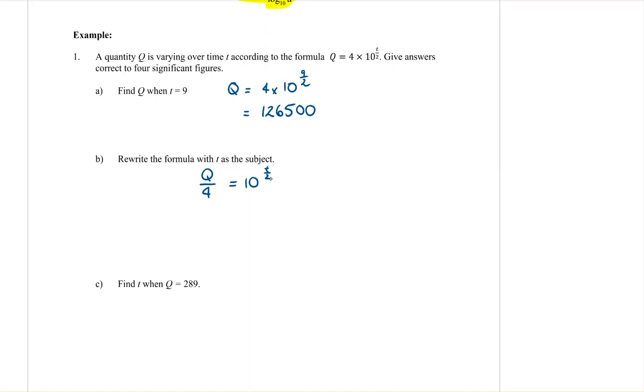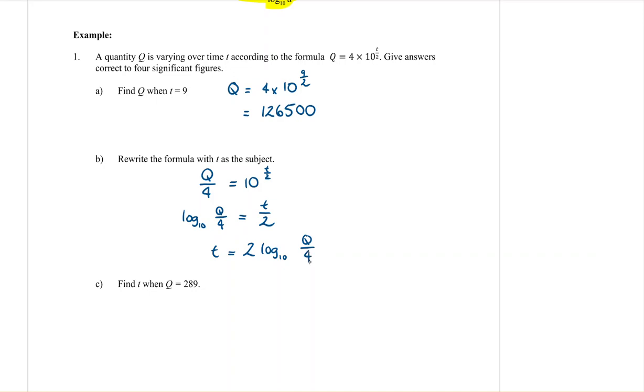I don't like having it up there as a power, so I'm going to have to do a sliding base. So that means it's going to turn into a logarithm. It's going to be a log base 10, because it's a base 10, it slides across the other side, of the Q over 4 equals the T over 2, the power. Then finally, to get the T by itself, I just have to times the 2 across. So T equals 2 log base 10 of Q over 4.